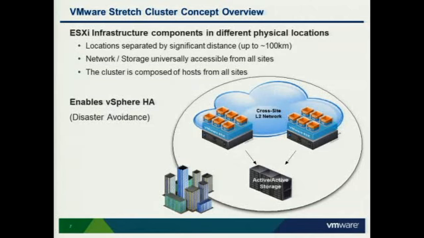For those of you who don't know, a stretch cluster is typically defined by having two sites that are separated by a distance of typically about 100 kilometers or less. It's basically the same thing as you're used to with vSphere HA. All it is, really, is that the hosts that comprise the cluster are located in two different locations. And again, those locations are physically separated.